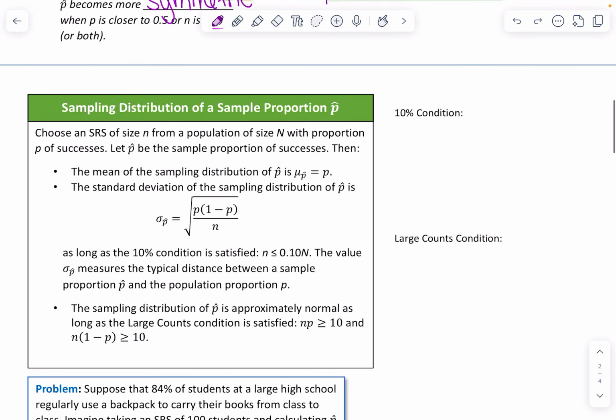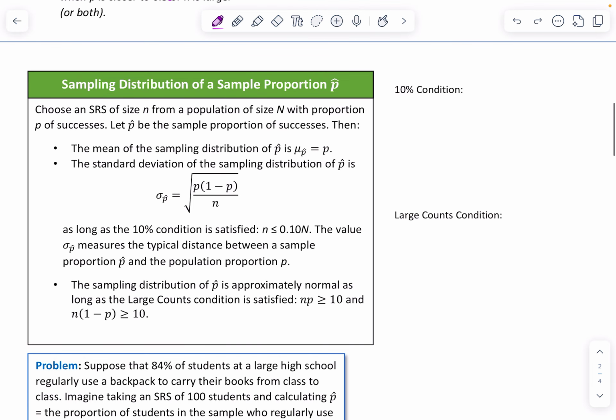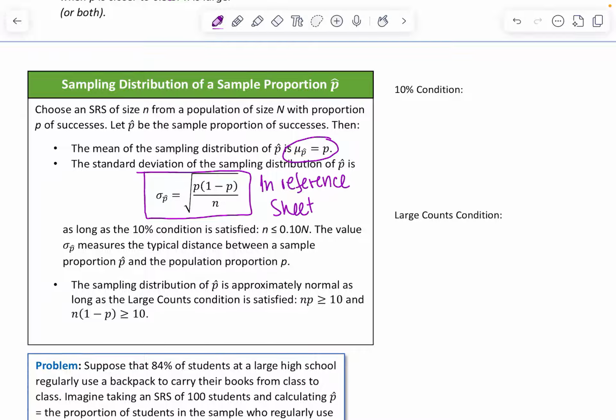All right, so long story short, we just wrote this down. The mean is just going to be p. Our standard deviation is right here. If you do not want to remember that, that's okay. This is in your reference sheet. It's on the back, on the top of the back of the first page of your reference sheet.